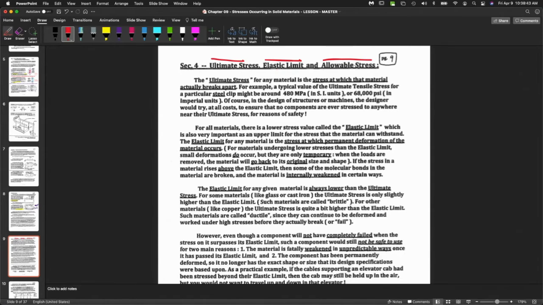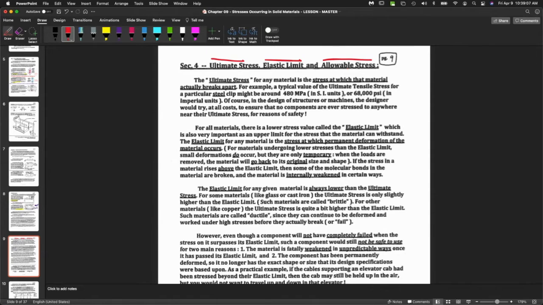Now, allowable stress is the practical number. This is the number that you use in design. So allowable stress is based on building code. Think of it like the law, okay? It's the legal amount, if you want. It's what you should design for or design under.